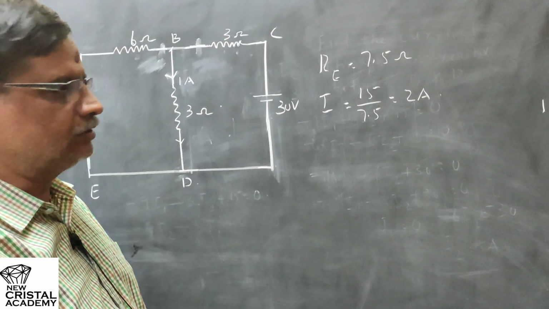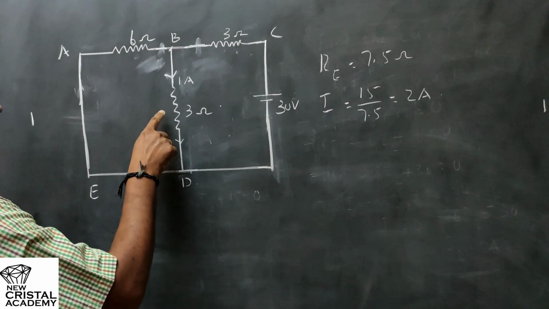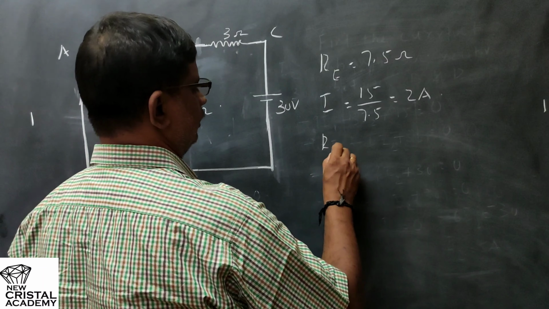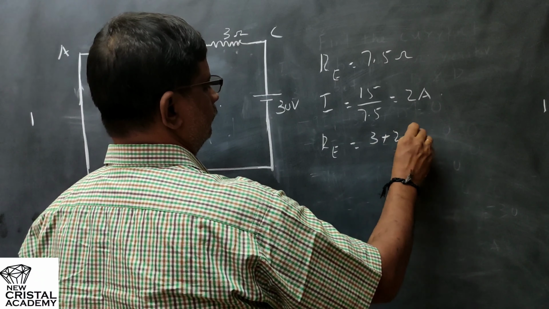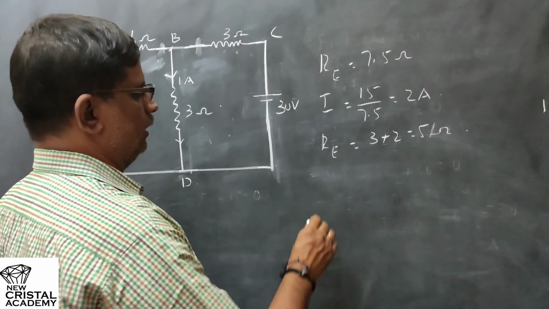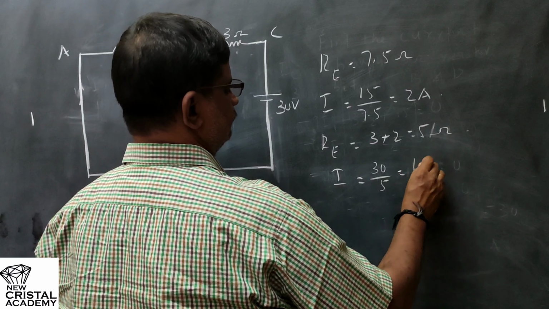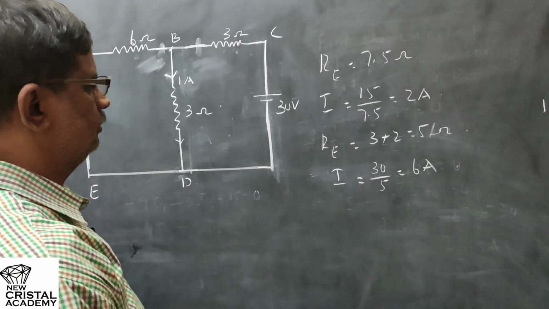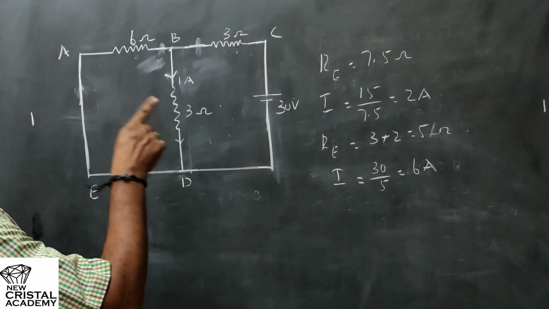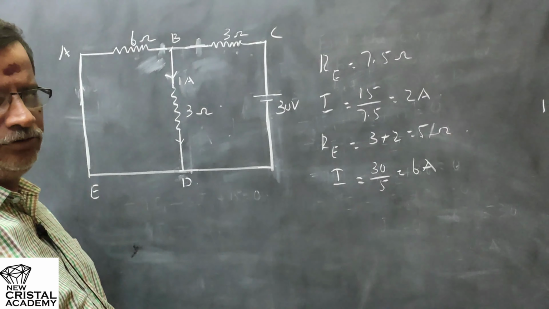Before that we will calculate the current sent by the 30 volt cell. So these two are in parallel. So 6 into 3 by 6 plus 3 will give you 2 ohm, and that 2 and this 3 are in series. So the equivalent resistance of the circuit in the second case will be 3 plus 2, which is equal to 5 ohm. The current sent by the 30 volt cell will be 30 by 5, 6 ampere. So now the current leaving the positive terminal of the 30 volt cell is 6 ampere. Now how much of that current will flow through 3 ohm? That is what we have to find.